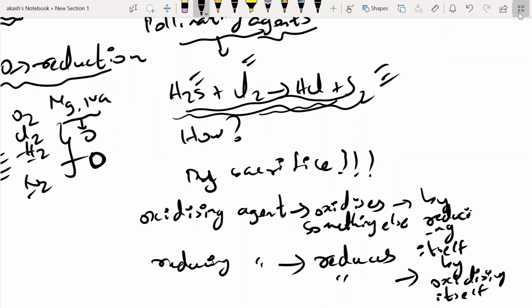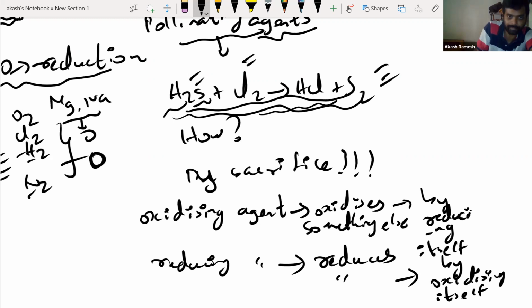Sir, sulfur will undergo oxidation. Correct, very easy. Again, I mentioned, you see, sulfur is along with hydrogen, but on the product side, sulfur is alone. That means from sulfur, I have removed hydrogen. So sulfur is getting oxidized.